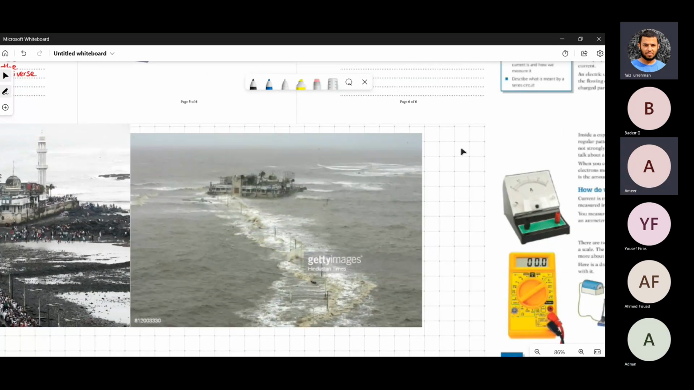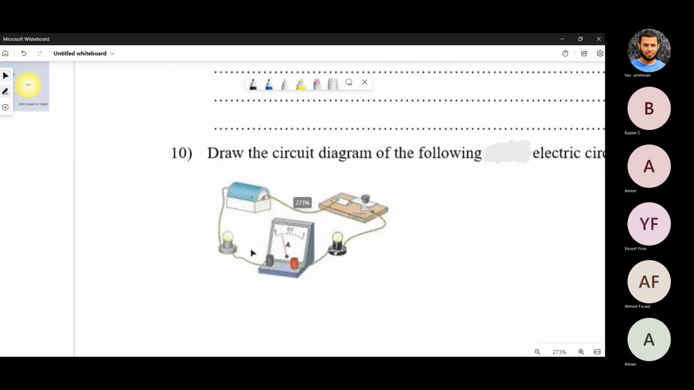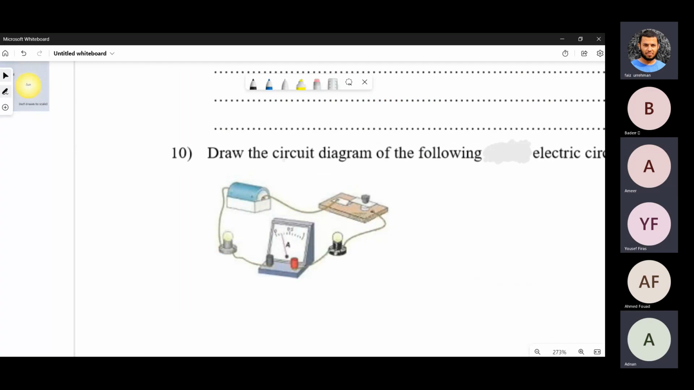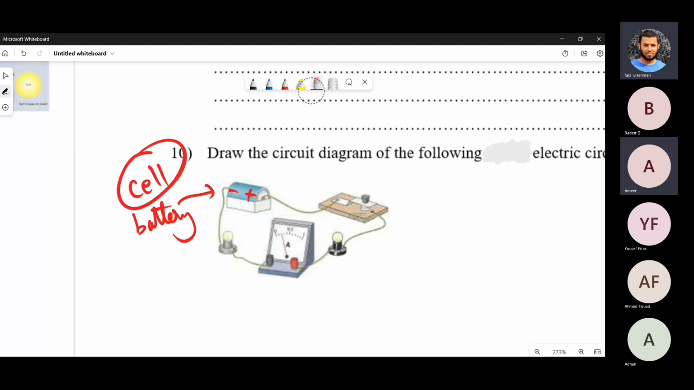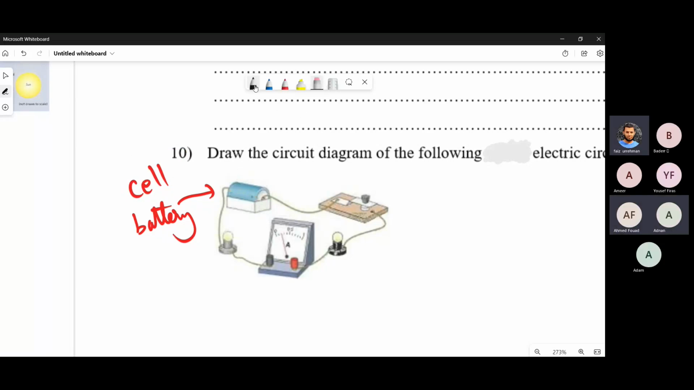Okay. Now, if you look closely, how many things are here? 1, 2, 3. You have this battery. This is the battery. You can see this minus. Yes, you can call it cell, you can call it battery. In India, we call it cell. In physics, the book says the battery must be made of two cells. So then it is connected to a switch. This is the switch. Then a lamp. You can turn the electricity on or off.